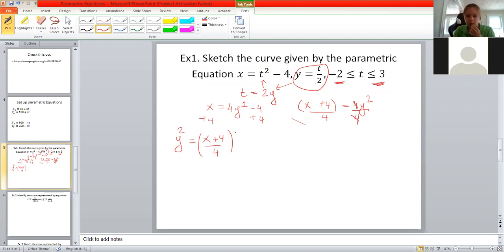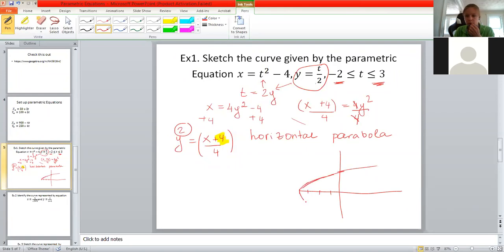Can anyone recognize this graph? What is the graph? Because it's a square, it's a parabola. It's a horizontal parabola, which is moved 4 units to the left, which means I can just graph it. 4 units to the left, 1, 2, 3, 4, and I will just sketch the graph. Well, maybe my parabola goes something like this.